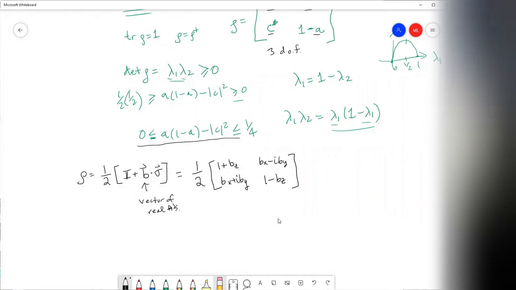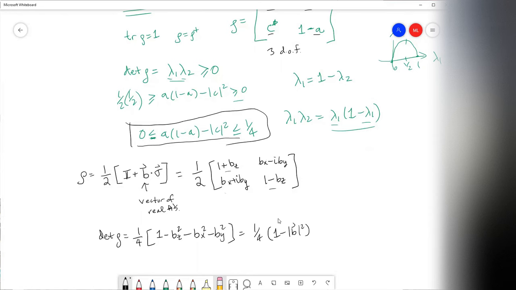And what else? We can actually compute the determinant of rho. That's this 1/2 squared, so that's a quarter. Then you get this guy times this guy, which is 1 minus BZ squared, and then minus these two guys multiplied together, which gives you minus BX squared minus BY squared. So that whole thing is 1/4 times 1 minus the magnitude of this B vector squared. And we know this condition. So this tells us that 1 minus B squared lives between 0 and 1.